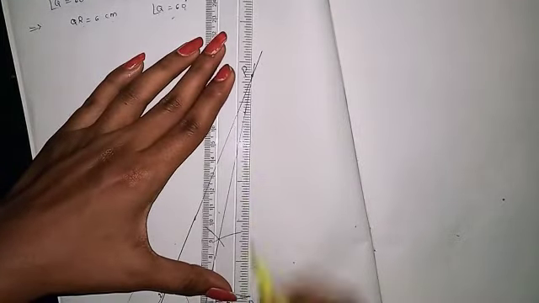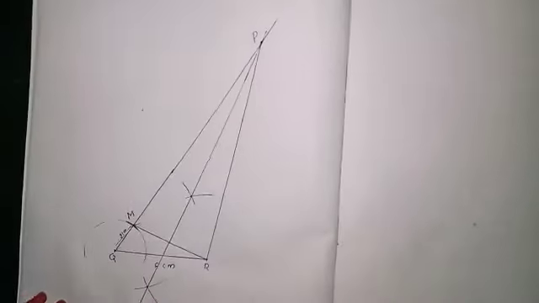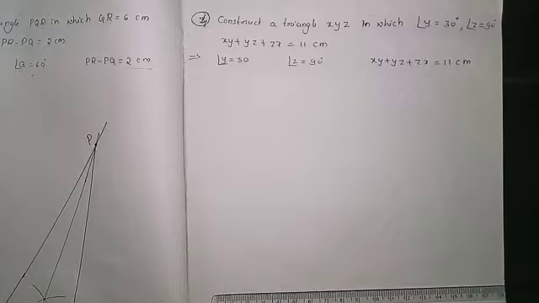So now join the P and R. So this completes our construction of the second triangle. Yes, so let's move towards the third one. So this is the fourth problem.